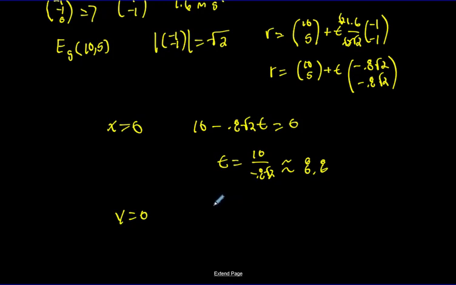But if y equals 0, I'm going to have the bottom equation of this, it's going to be 5 minus 0.8 root 2 t equals 0, and then t is equal to 5 over a negative 0.8 root 2, right? And that is going to be approximately 4.4.